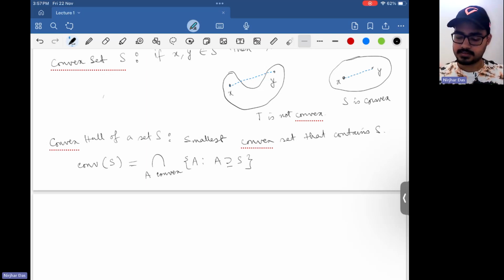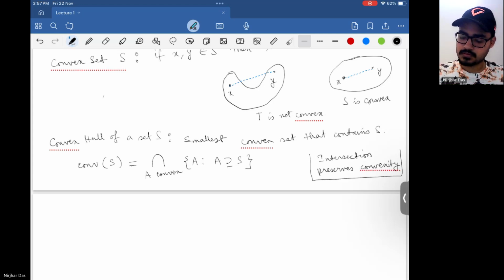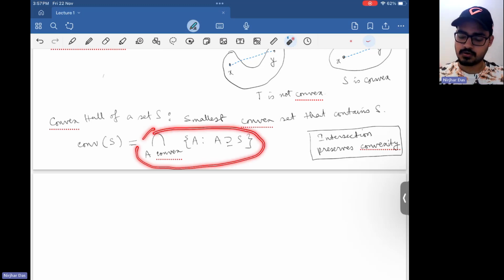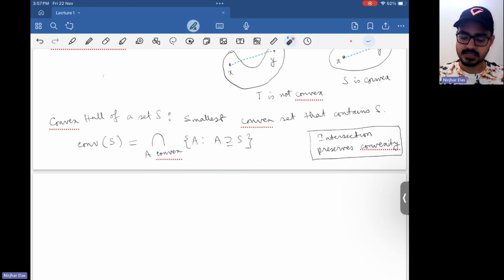You can see that this is an intersection of many convex sets, in fact infinitely many convex sets. And the idea is that intersections preserve convexity. So I'll note this here. It means that if you have two convex sets, then their intersection is also convex. By that argument, what you have here is an intersection of a lot of convex sets, so this whole thing is indeed convex, and this is the convex hull's definition.